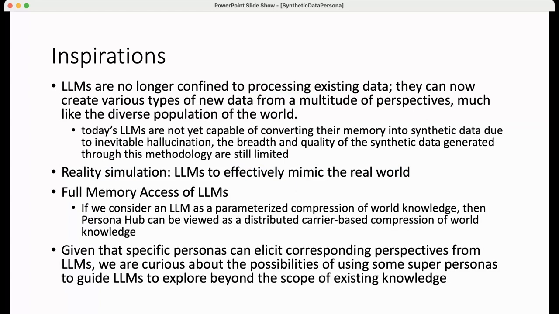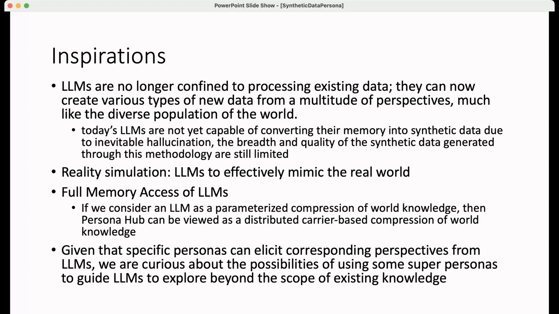So this is some conclusion from the paper. This is also how I think about it, some inspirations from this paper. They think that the LLM should not be limited to processing data, but can also create new data at a scalable magnitude. Kind of like you create a virtual world with all these different rules and personas, and you try to simulate the real world with this approach.